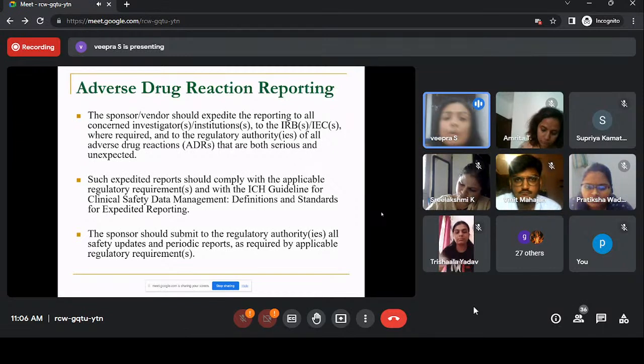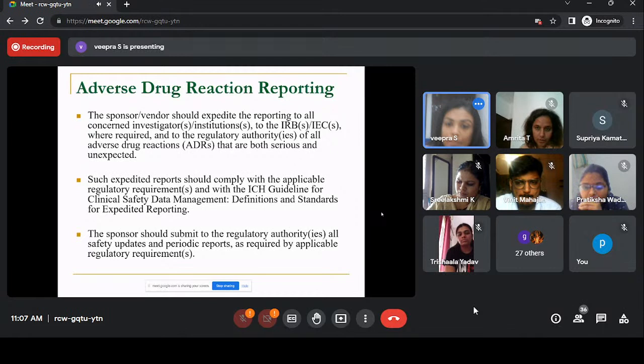So according to the regulatory requirement, under whichever regulatory authority the trial is being conducted, if any adverse drug reaction happens which is serious and unexpected, such information should be informed to the investigator, the EC, and also the regulatory authority. Then we also discussed the periodic safety update report, which the sponsor has to provide to the regulatory authority according to the regulatory rules. So that is another responsibility of a sponsor, adverse drug reaction reporting.